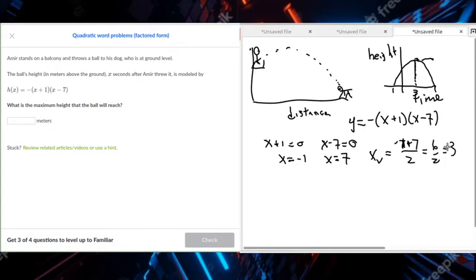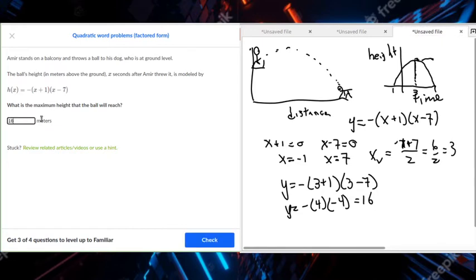So then we have to substitute that 3 in. So we know that y is equal to negative x, where x is 3. So then y is equal to negative 4 times negative 4. And then you see that 4 and negative 4. If you don't see that, you know you did something wrong. So y is equal to 16. So the maximum height is 16 meters. Man, he throws high.